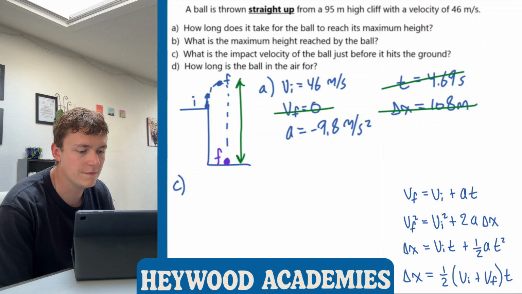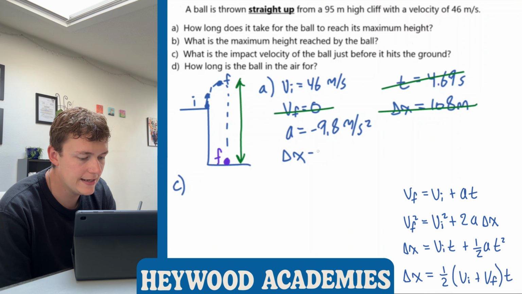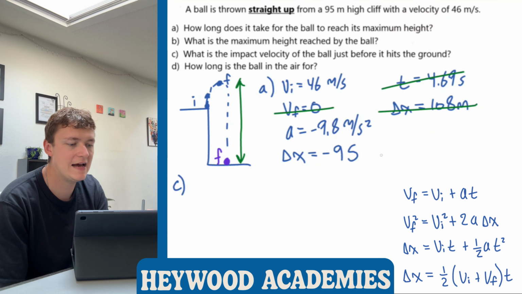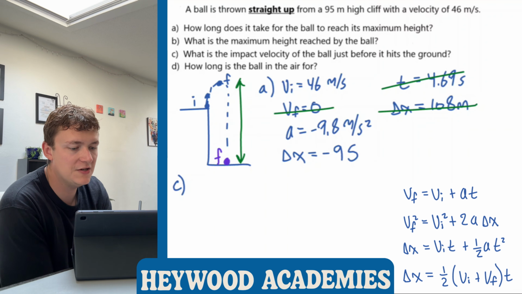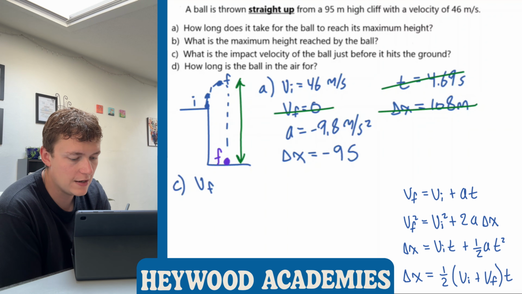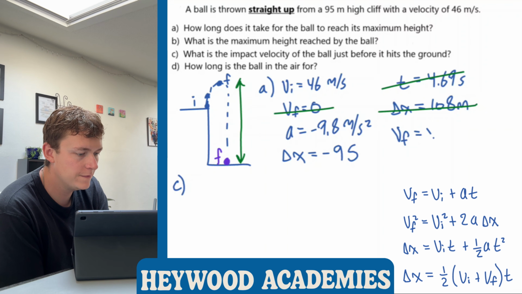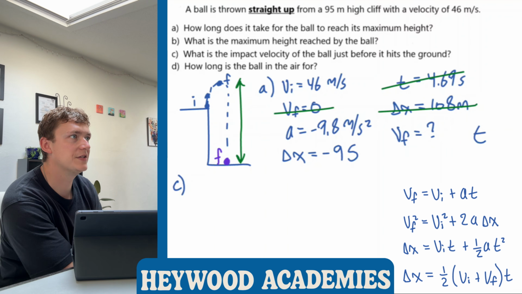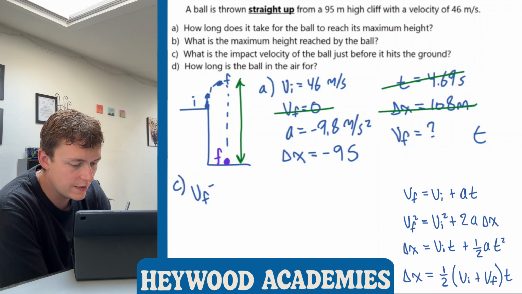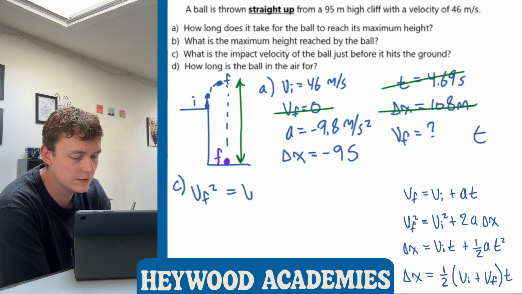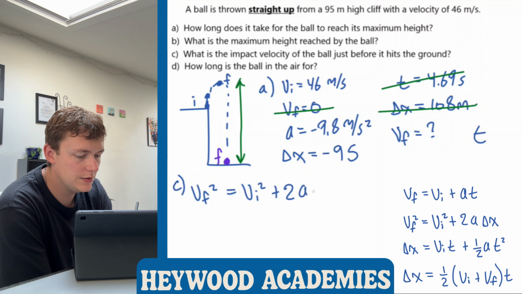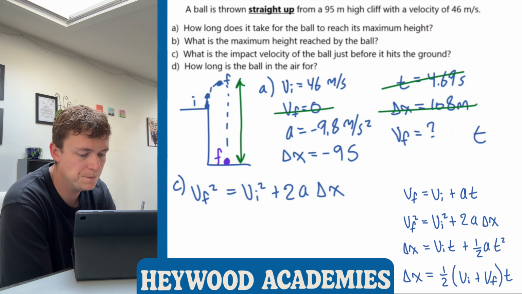So if we get rid of all of those, now our new delta x is just the height of the cliff. We went down by 95 meters to get to the bottom, so we have that piece of information. We're looking for the final velocity here, and we're missing something: we don't have the time. So we can use this equation to work that out. V final squared is equal to V initial squared plus 2a times our displacement.